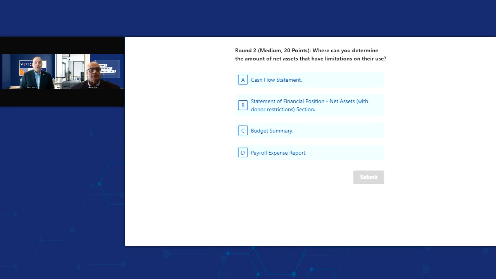In round two, where can you determine the amount of net assets that have limitations on their use? Is it A, cash flow statement, B, statement of financial position, the net assets with donor restriction section, C, the budget summary, or D, your payroll expense report?